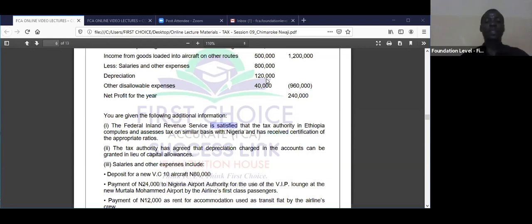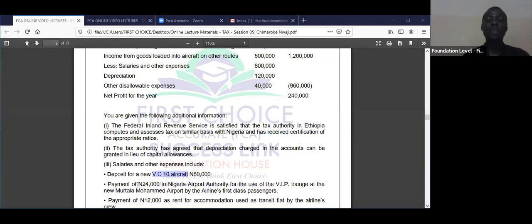Okay? Then, the third thing now is salaries and other expenses include. We know that salaries is an allowable expense, and we are suspecting these other expenses. So let's see whether the things they are mentioning are disallowable. They said deposit for a new VC-10 aircraft, 80,000 naira. This aircraft is not an operational expense. It's a capital expenditure, and so it should not be under expenses. It should not be expensed but capitalized. So this 80,000 naira is going to be disallowed from this figure.